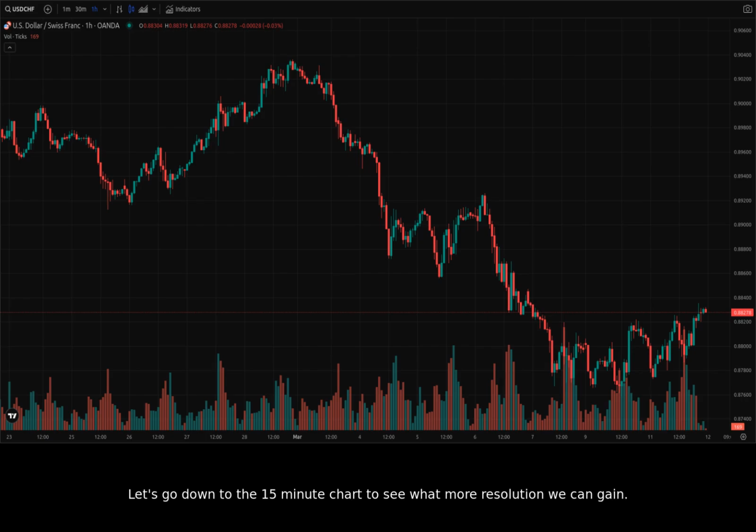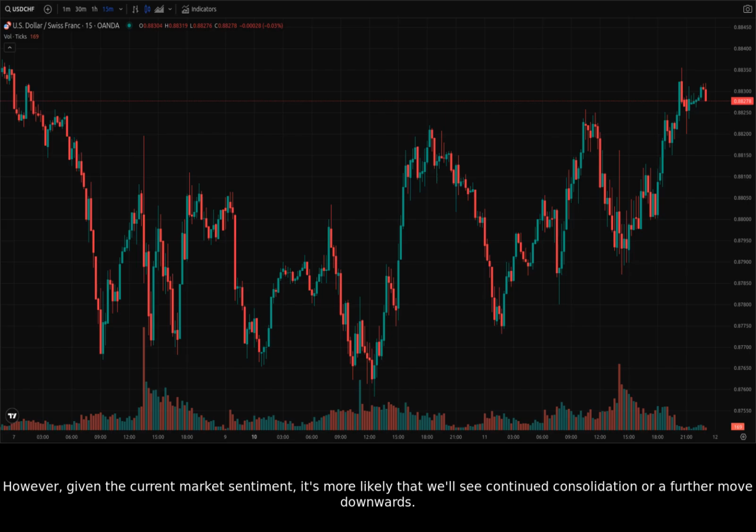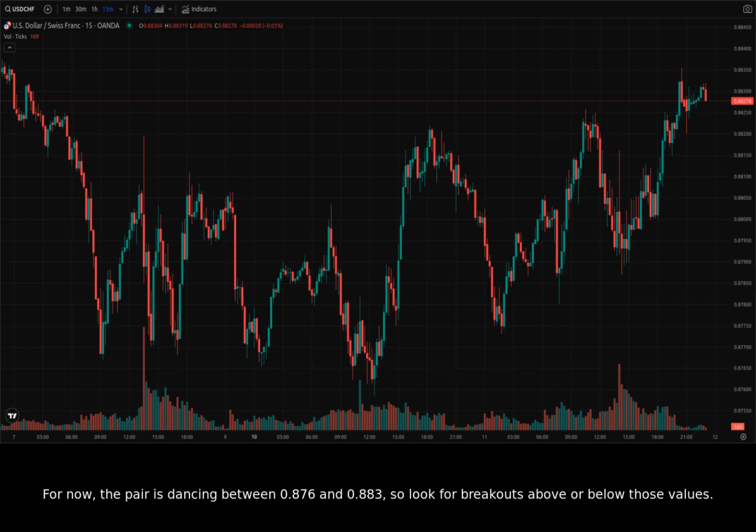Let's go down to the 15-minute chart to see what more resolution we can gain. Also, let's focus on the final few days of candles from March 7th to March 10th to zoom in even more. Looking at the 15-minute chart, we can see choppy price action, so we can't draw strong conclusions. If the price can sustain a move above 0.882, we might see a test of higher levels, potentially towards 0.883. However, given the current market sentiment, it's more likely that we'll see continued consolidation or a further move downwards. For now, the pair is dancing between 0.876 and 0.883, so look for breakouts above or below those values.